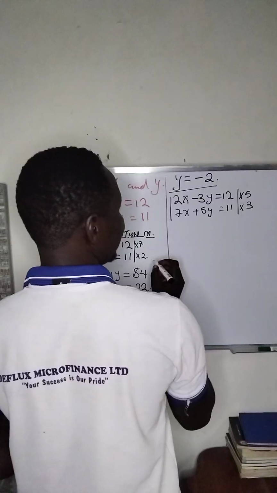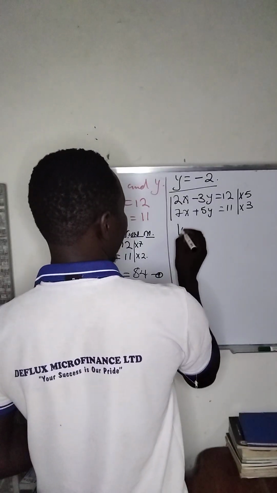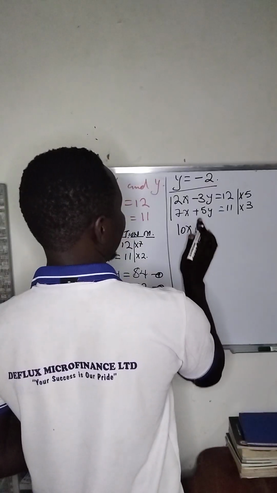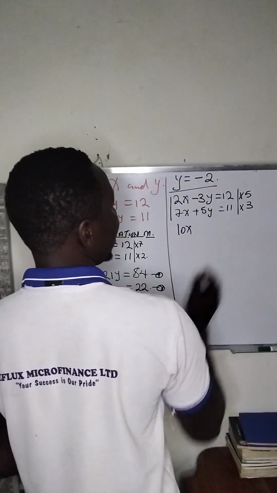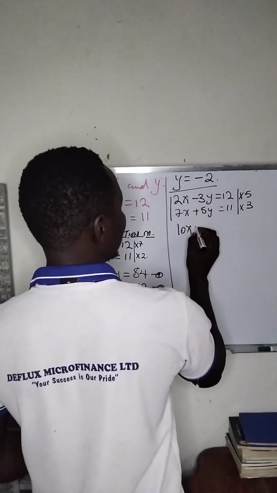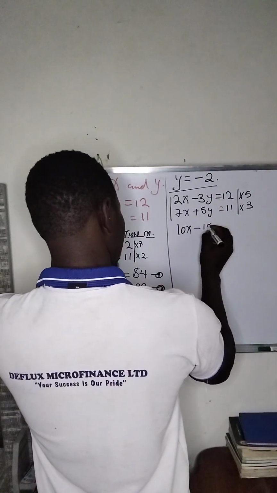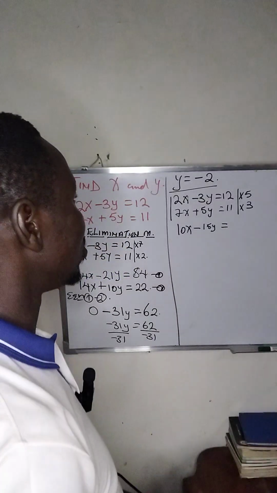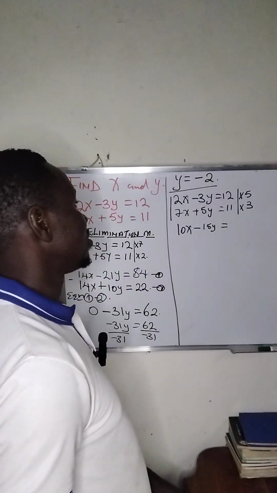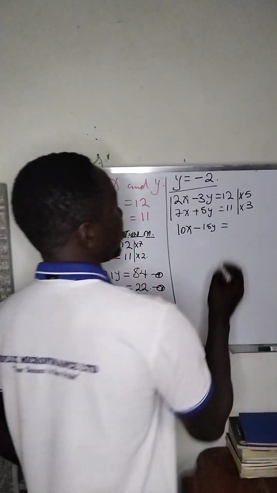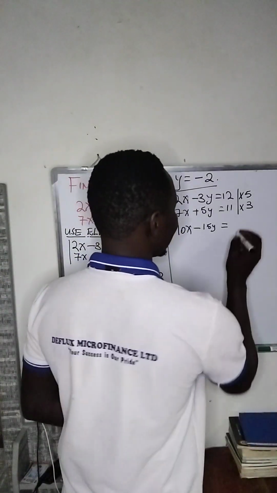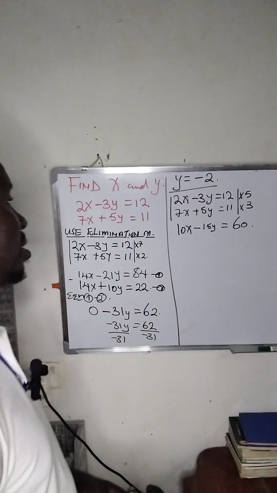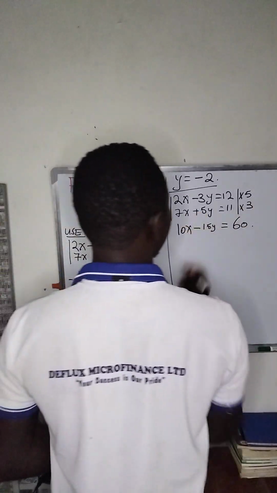2 times 5, it becomes 10x. Plus, this is a plus now. It will be 5 times 3, it will be minus 15y is equal to 5 times 12. Those with calculators, you can tell us. And it is all about 60. Are you together? Now we come to this side again.